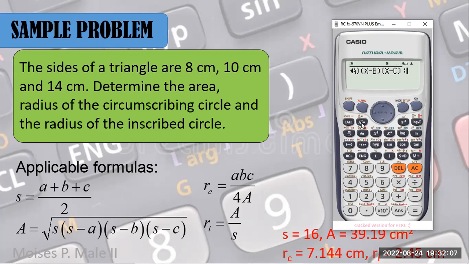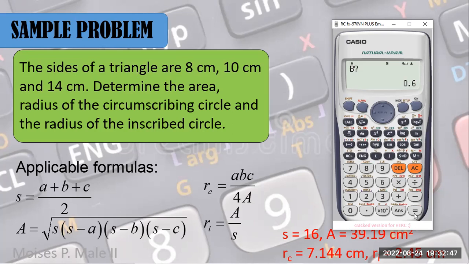Then, ilagay nyo yung function ng radius of circumscribing circle. So, A, B, C, over 4A, for area. Yan. Tapos, for the radius of the inscribed circle naman, area over S. So, anong ginamit natin na S? X. Then, click calculate. So, input niyo yung value ng A.